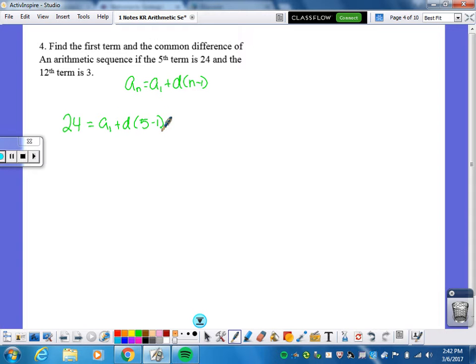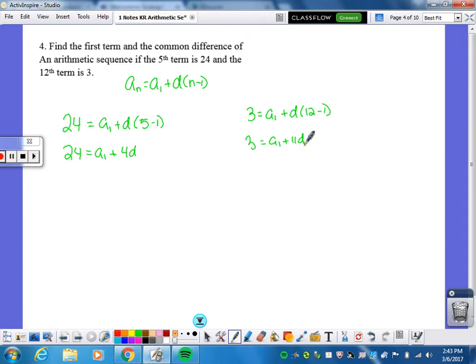Since this is the fifth term in the sequence, and the fifth term is 24, n is going to be equal to 5, and a sub n is going to be equal to 24. Same thing with this part of the problem. We're going to have 3 is equal to a1 plus d times 12 minus 1. Let's simplify both these equations a little bit. We're going to get 24 is equal to a1 plus 4d, and this one is 3 is equal to a1 plus 11d.